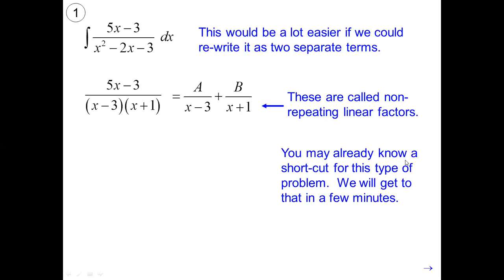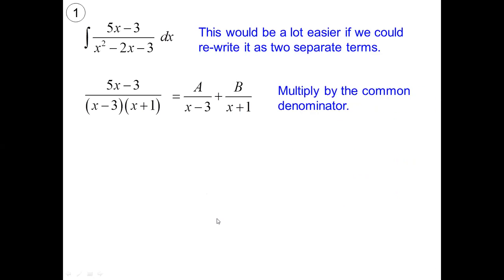So you may already know a shortcut for this problem, and we will go to that in a few minutes. But for now, we'll not, of course, do the shortcut unless you understand how the real thing is to be done. So multiply by the common denominator. So the common denominator is quantity x minus 3 and quantity x plus 1. If you do that, your A should be multiplied by x plus 1, and your B should be multiplied by x minus 3. Why is that?